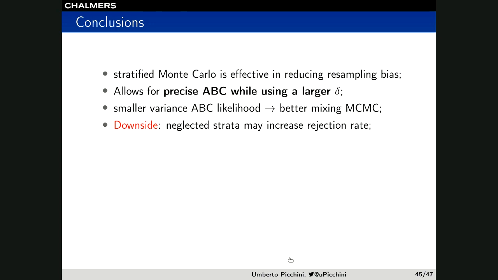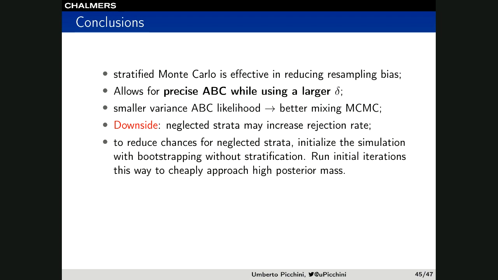So the conclusion is that if you use stratified Monte Carlo and know how to build it, this is quite effective in reducing the bias that is brought by the bootstrapping approach. We can obtain a precise ABC even though we use a larger delta by reducing the variance of the ABC likelihood. The downside is that we might have neglected strata.